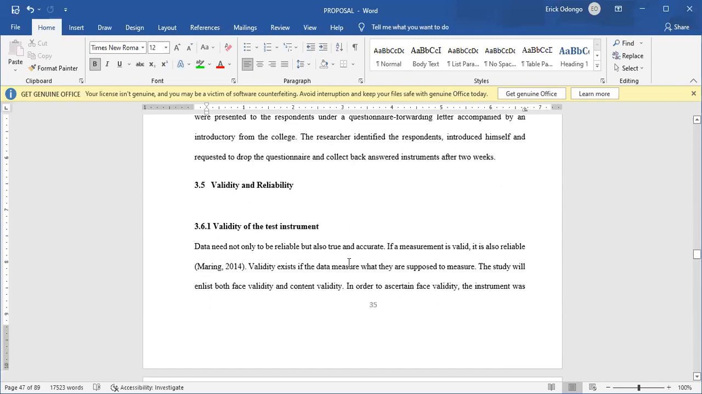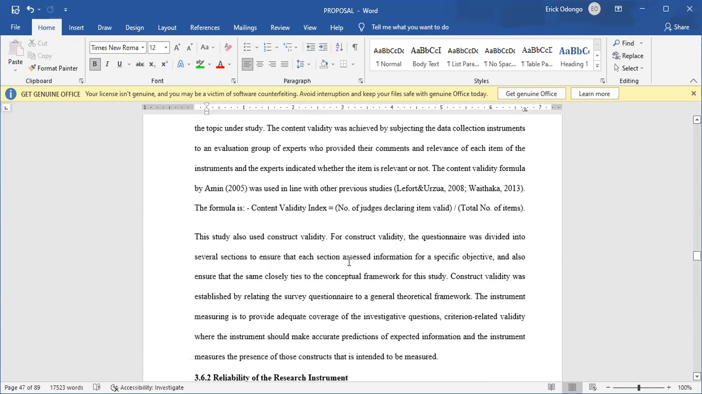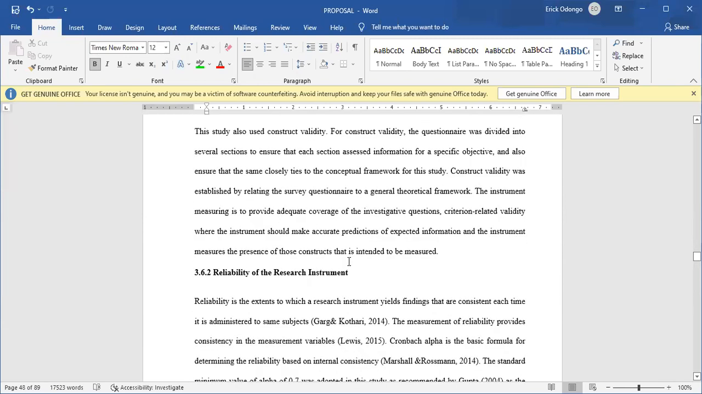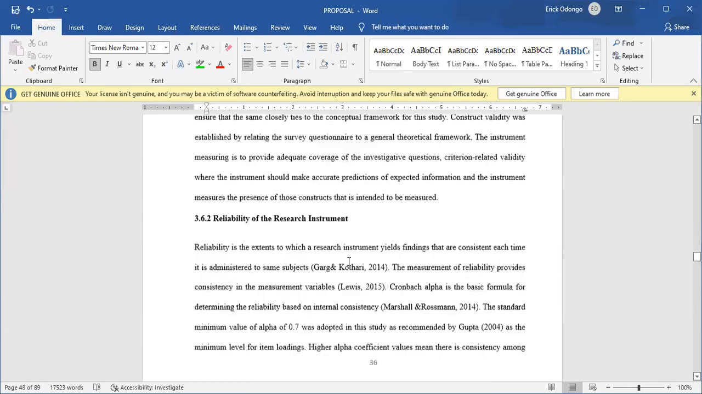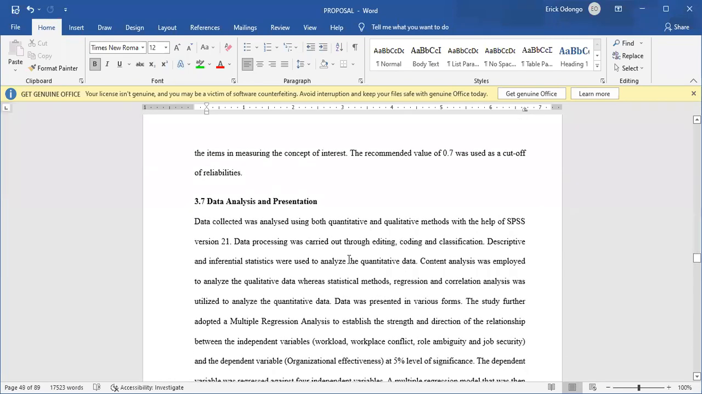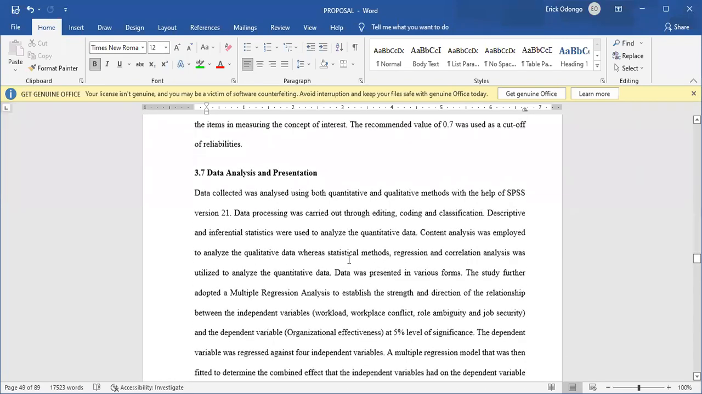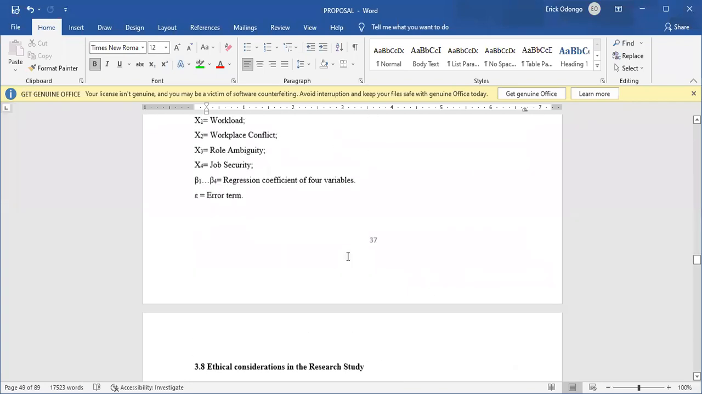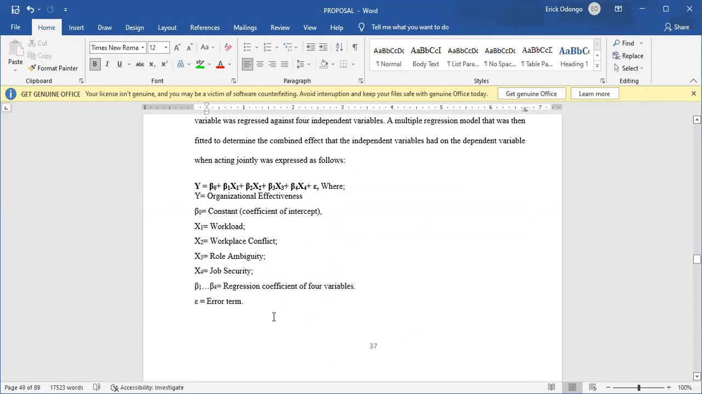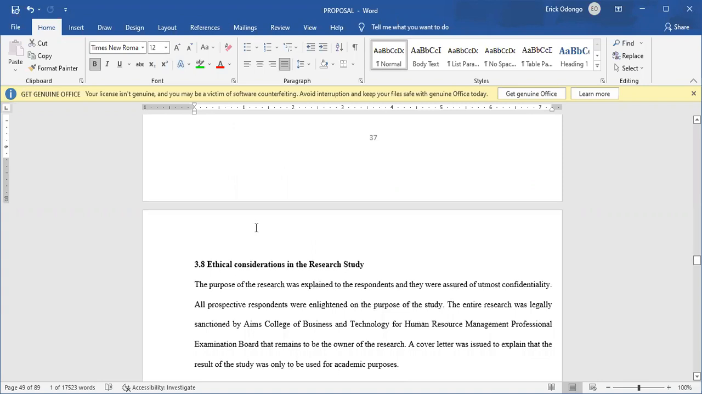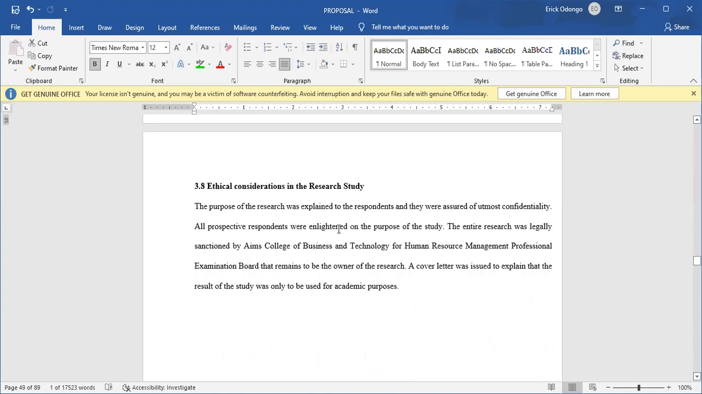3.651 would be the validity of the test instrument. Then 3.62 is how reliable is your instrument. 3.7 is data analysis and how you will present your data. And in this case, I had a regression equation whereby Y would be representing my dependent variable, which is the employee satisfaction. And then you move on to the rest of them.